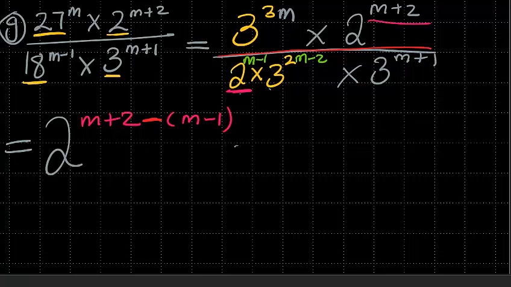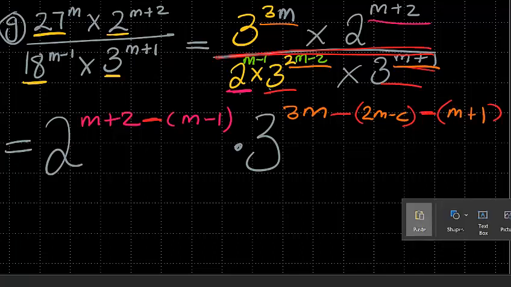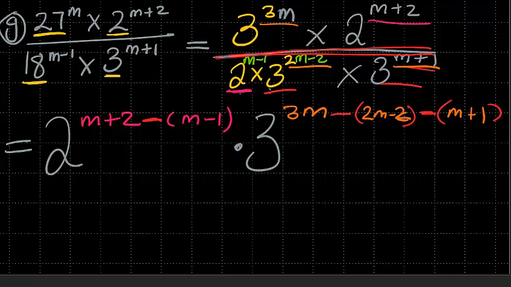So I move on to the 3's. On my 3's, I start with that one, 3 to the power of m. No more numerators. So I am dividing, which means I'm going to subtract. And I'm going to subtract this one and that one. So I got brackets for the first one and subtract brackets for the second one. My first one that I'm subtracting is 2m minus 2, and my second one is m plus 1.